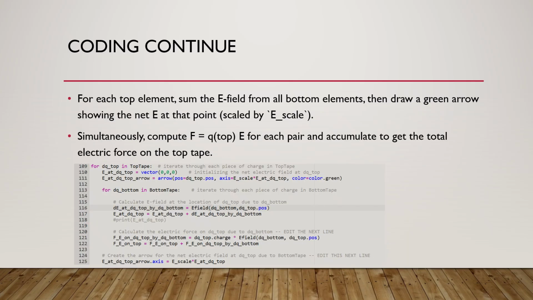And the last part of our code is from Lab 2. For each element, we sum the E field from all bottom elements, then draw a green arrow showing the net E at that point, scaled by E scale. Simultaneously, we computed F equals Q top times E for each pair and accumulated to get the total electric force on the top tape. And while doing this, we use a nested for loop.